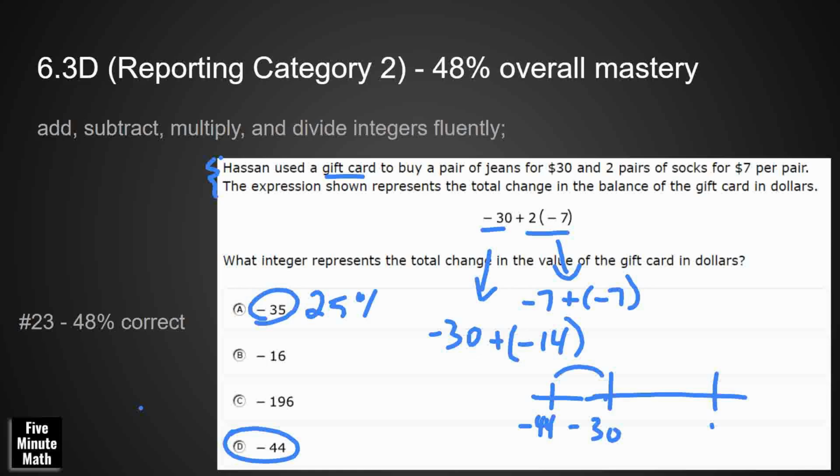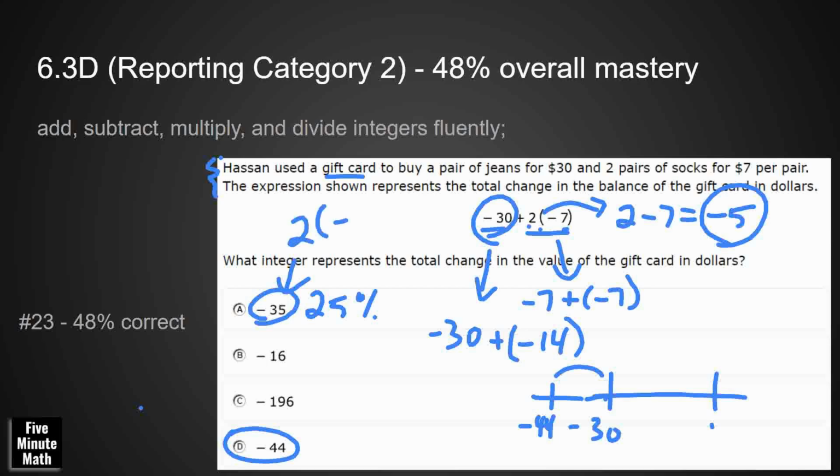25% of our students got this answer, which means they didn't necessarily recognize this as multiplication, because what they did here is they just did 2 minus 7. They thought this was a 2 minus 7, so that equals negative 5. And then they just added the negative 30 and the negative 5, and you get your negative 35. So 25% of our students didn't recognize that this is one way to show multiplication. So that's going to be a huge thing for our students.